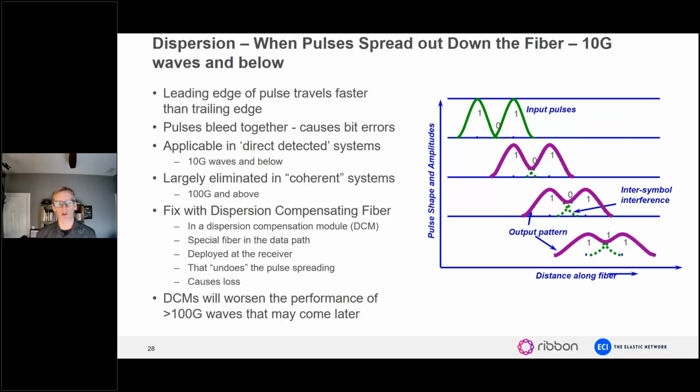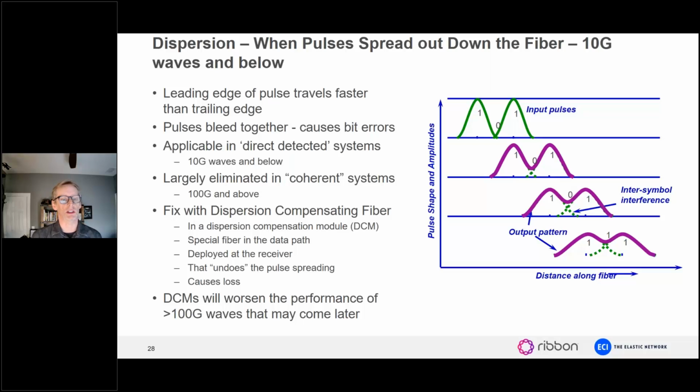That's mostly what you're going to need to worry about, but dispersion is something you should understand because people will talk about it, and if you're running any 10G, you need to think about this. Dispersion is when pulses spread down the fiber. It applies to 10 gig waves and below. Basically, this is just physics. The leading edge of the pulse actually travels faster down the fiber than the trailing edge. Pulses bleed together. It causes bit errors, largely eliminated in coherent systems.